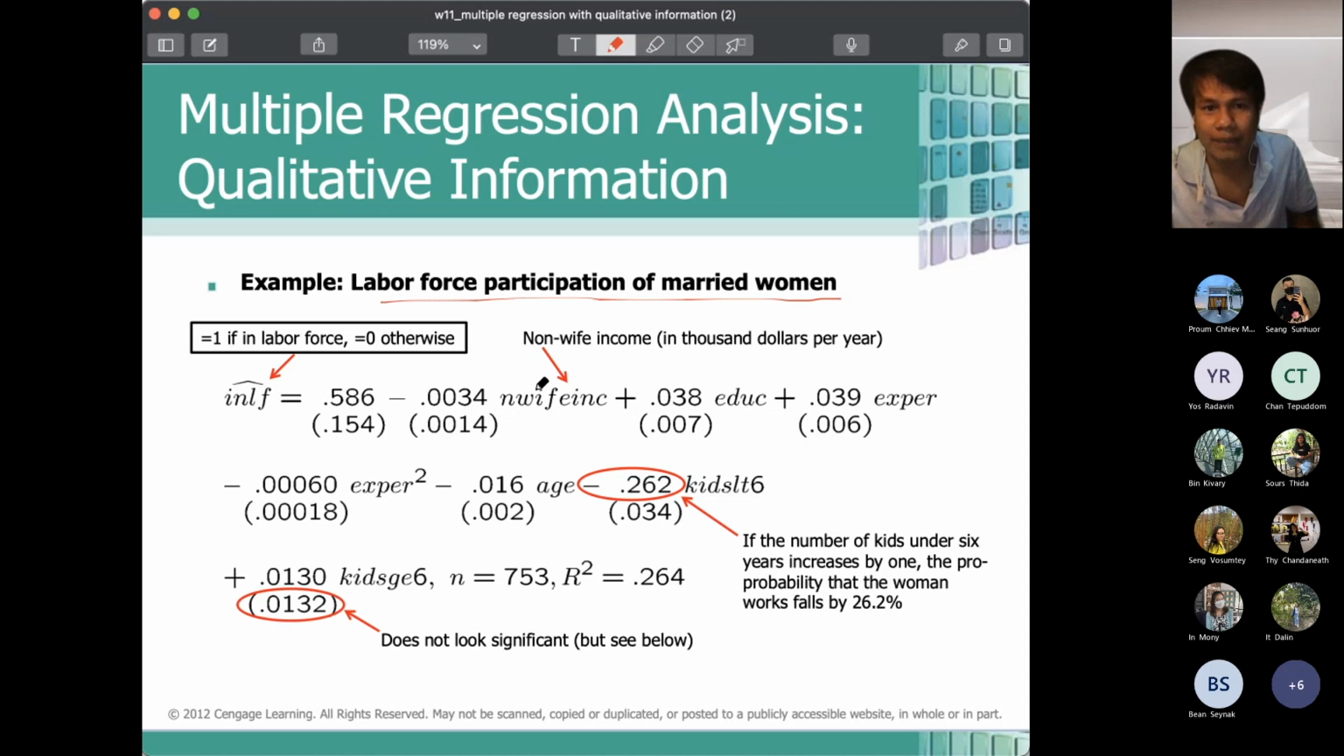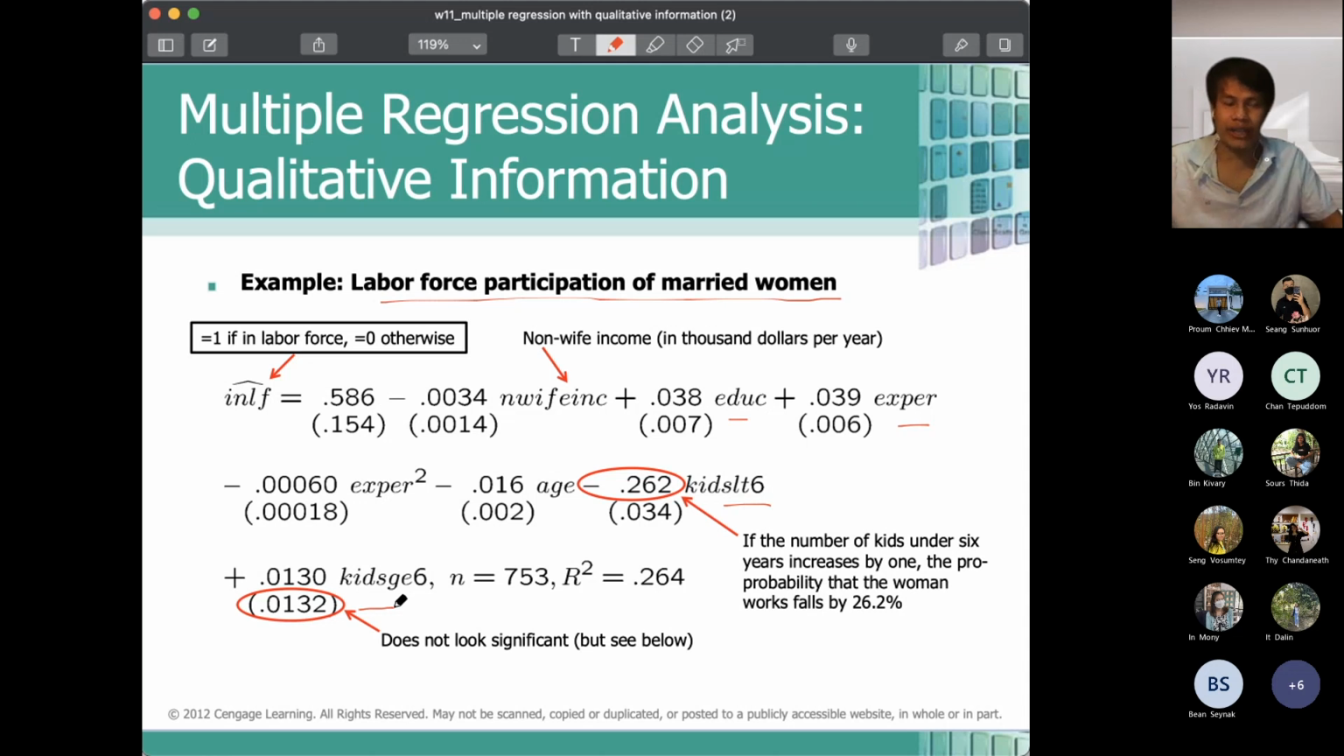Then we have here non-wife income. It means the household income excluding the wife's income. Then education of that married woman, working experience, the woman's age, number of kids less than 6 years old, and number of kids aged over 6 years old.